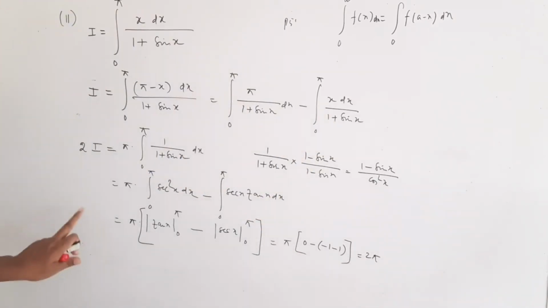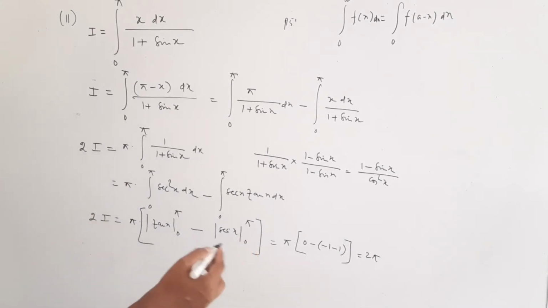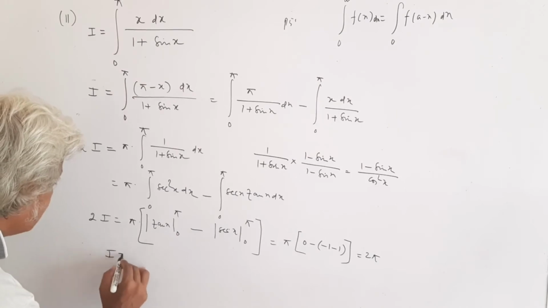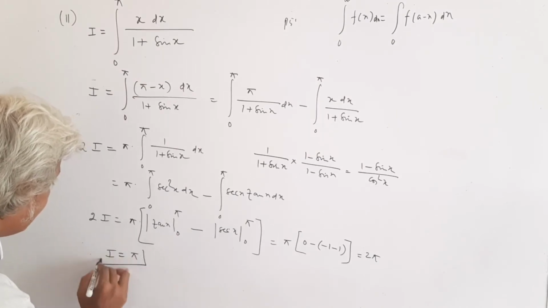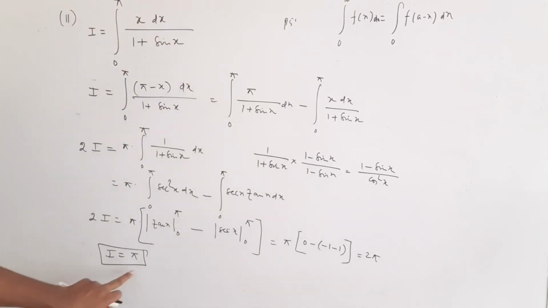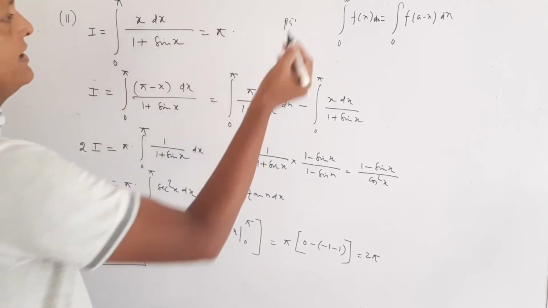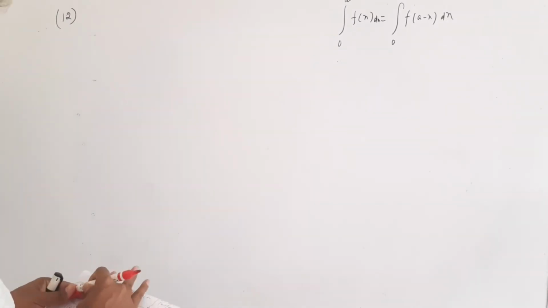2 pi. But we have 2I here. So if 2I is equal to 2 pi, I will be just pi. So see, 2I is 2 pi, so what is I? Just pi. So what is the answer for this? Just pi. Done.